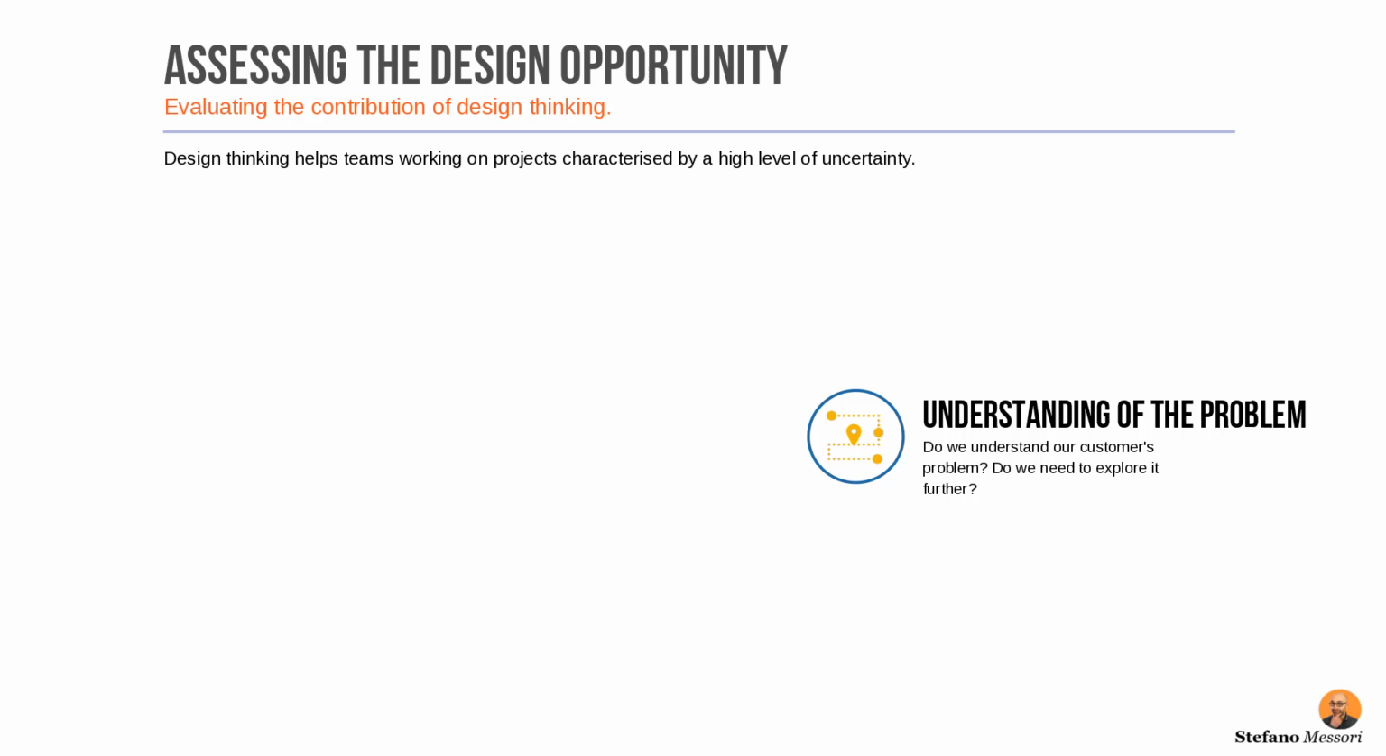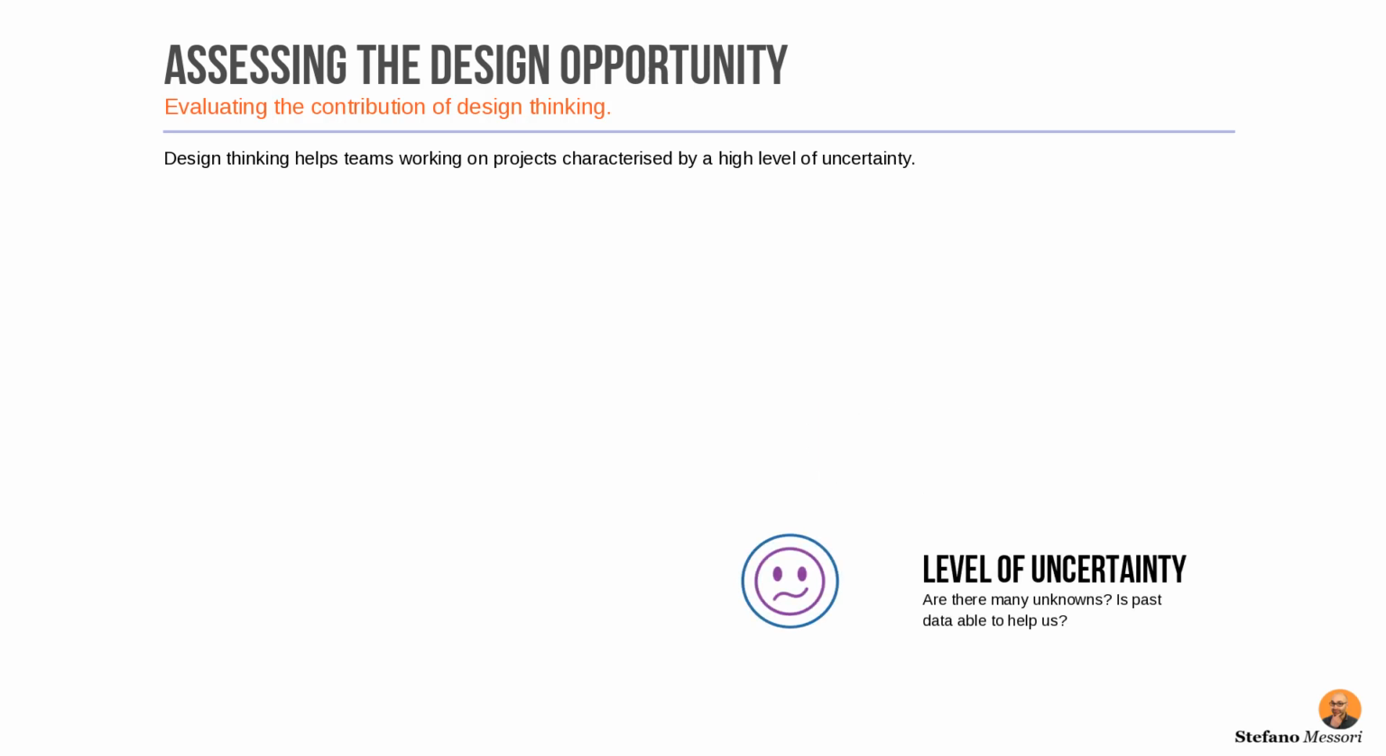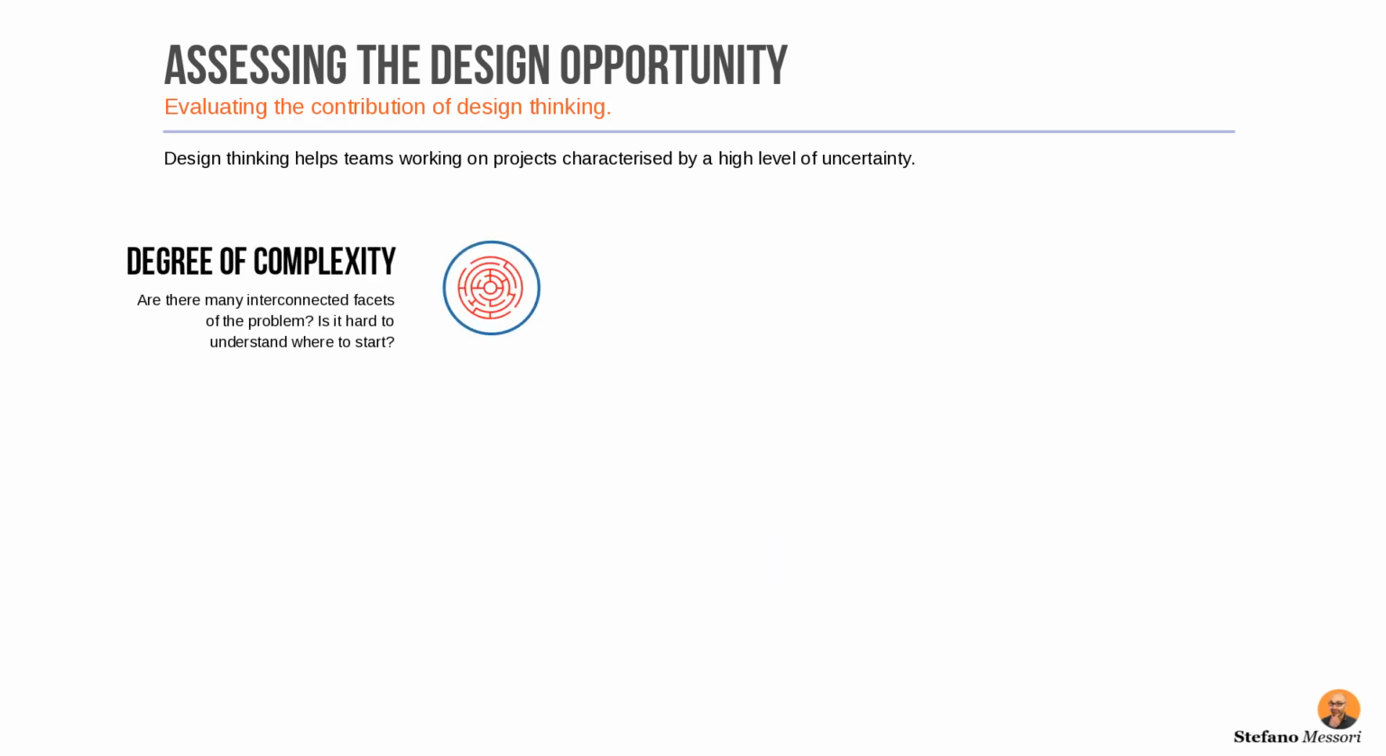Let me say that many projects don't even get started because teams are not able to agree on the definition of the problem in the first place. Third, what is the level of uncertainty? How many unknown factors are there? And is it the first time your organization is dealing with this opportunity? Fourth, what is the level of complexity? How many facets of the problem are there? And also, are there many moving parts?